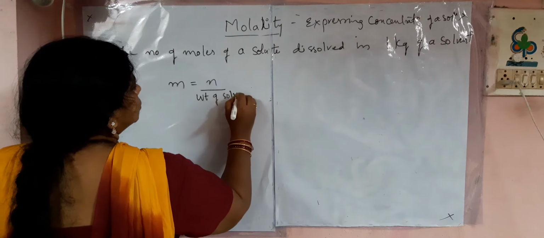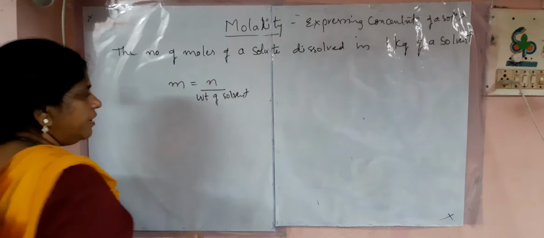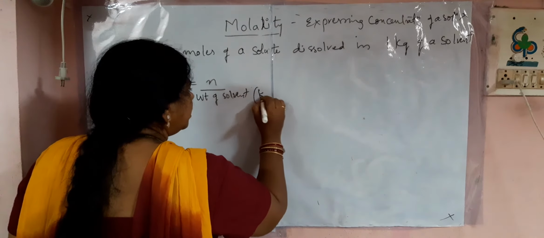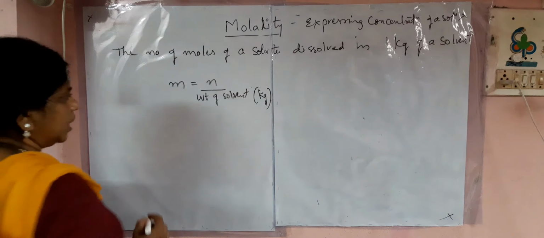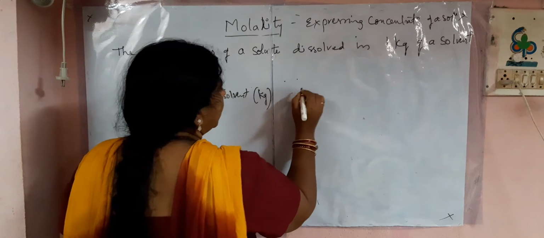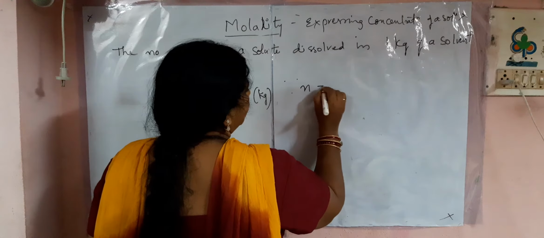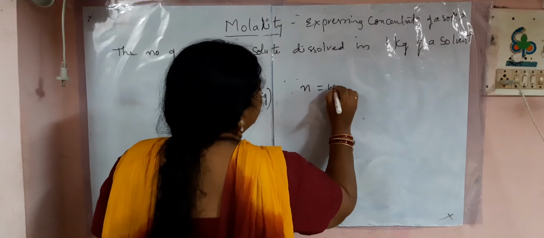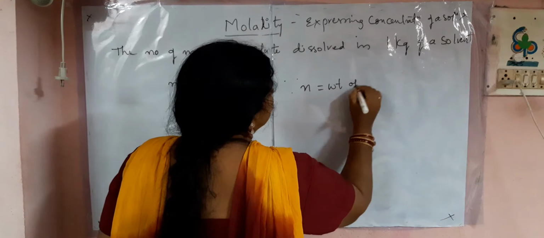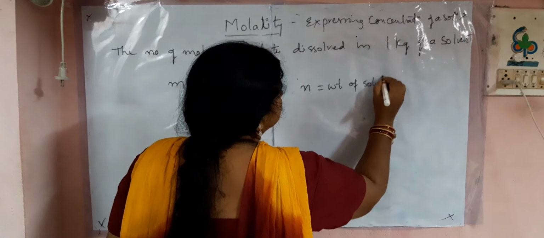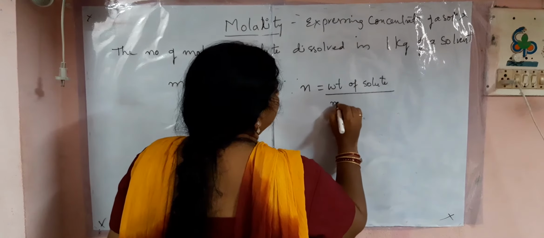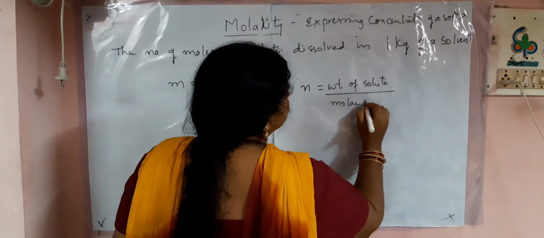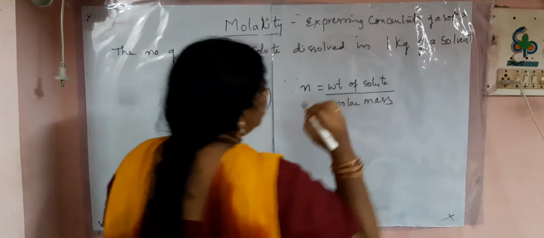So, the weight of solvent you are taking in what units? In kilograms. Now, what is this small n? Small n is nothing but the number of moles. Number of moles, how do you define? Weight of solute upon molar mass.